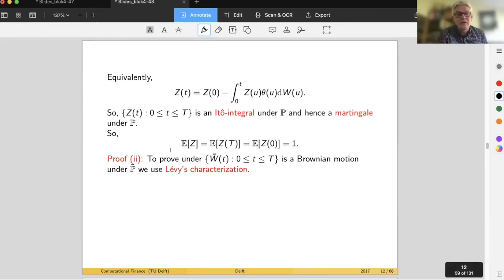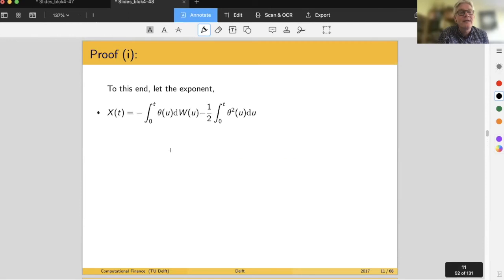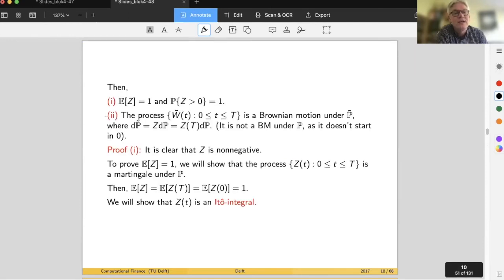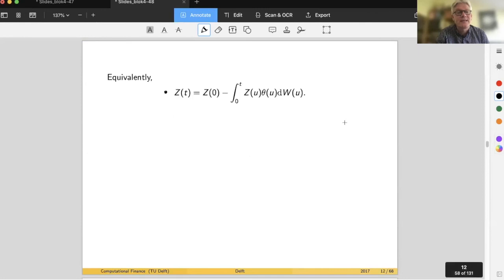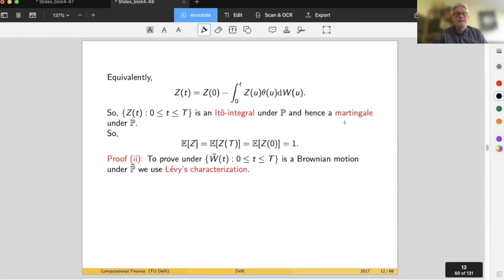Now the second proof, so let's look at the second statement again to remind you. The second statement was that the process W tilde t, little t between 0 and capital T, is in fact a Brownian motion under P tilde. So how do we prove that? Well, we want to prove that W tilde t is a Brownian motion under P tilde. And for that, we will use the Levy characterization from the previous lecture.